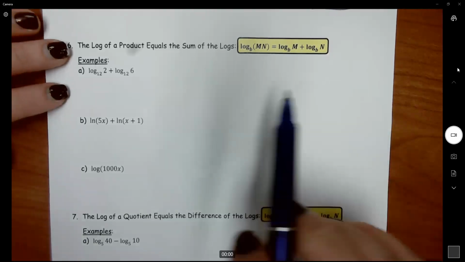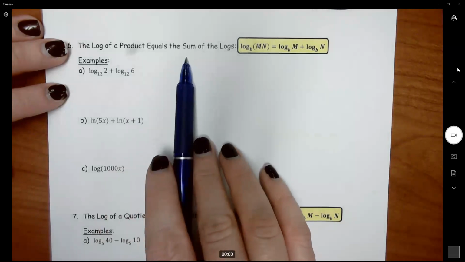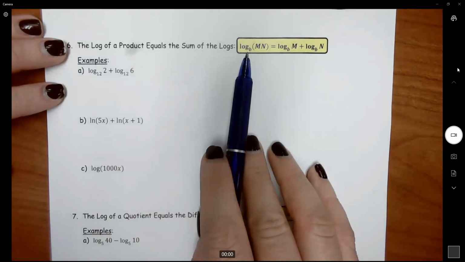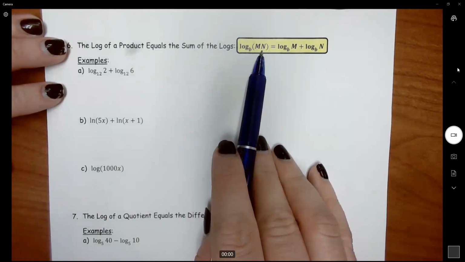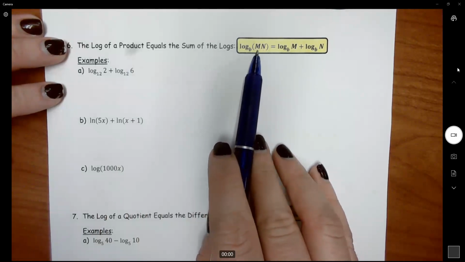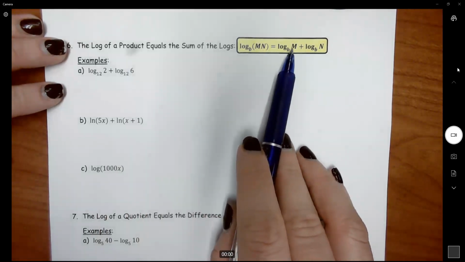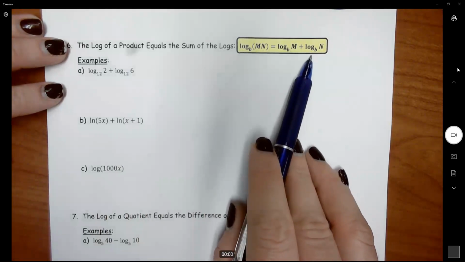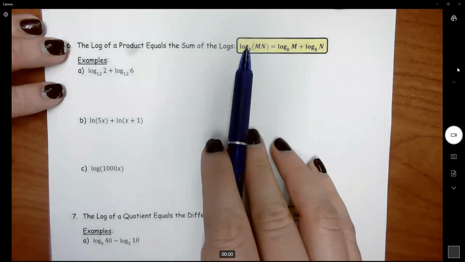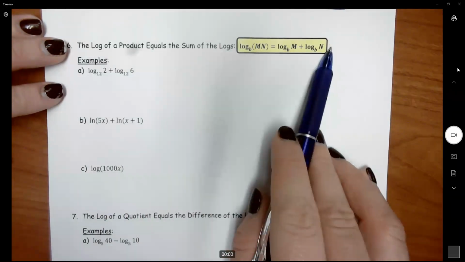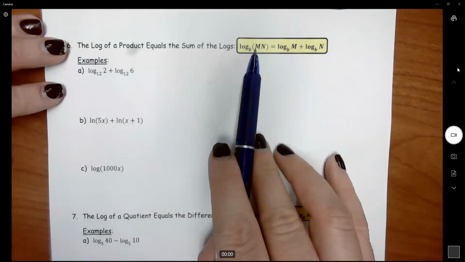So your sum of logs says if you have log base b of m times n, you can expand this out and say log base b of m plus log base b of n. And this works the opposite way as well. So I can go from here to this one here.